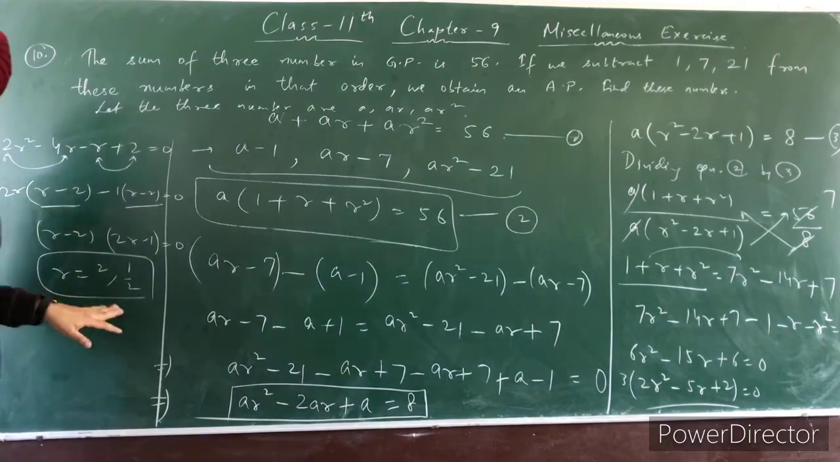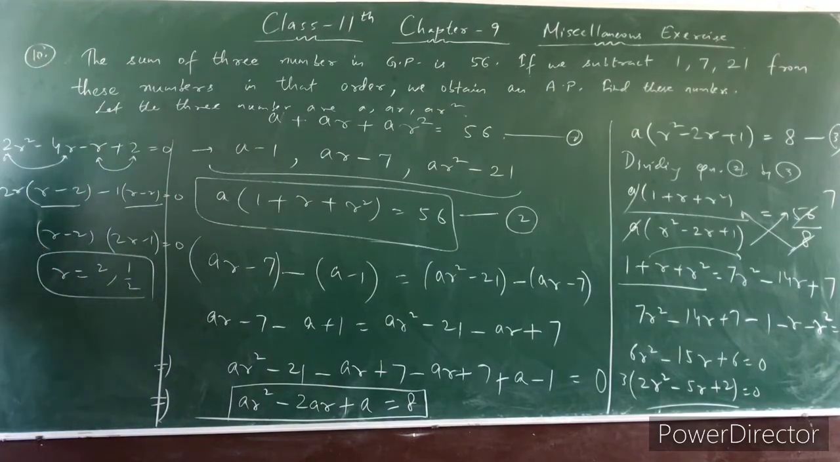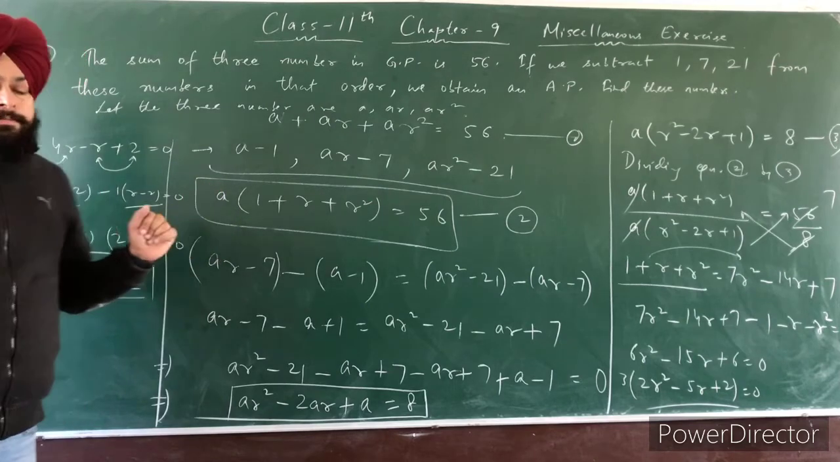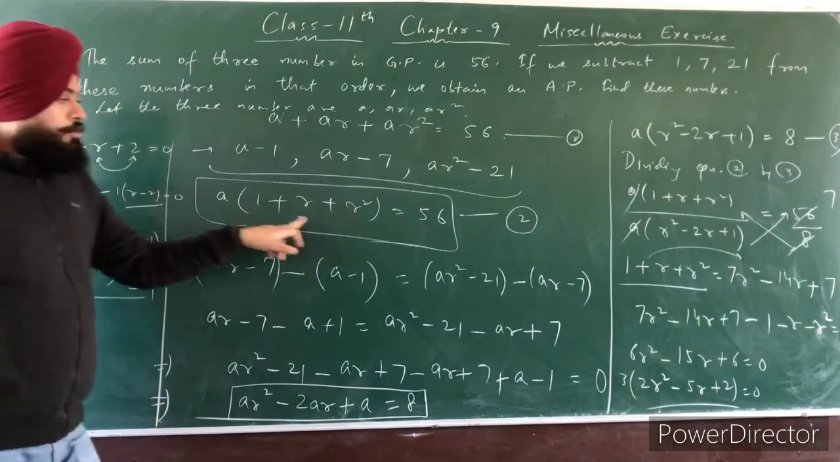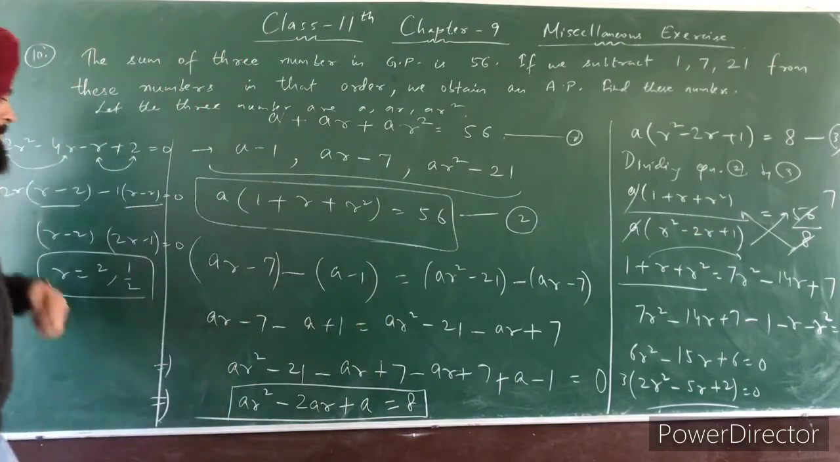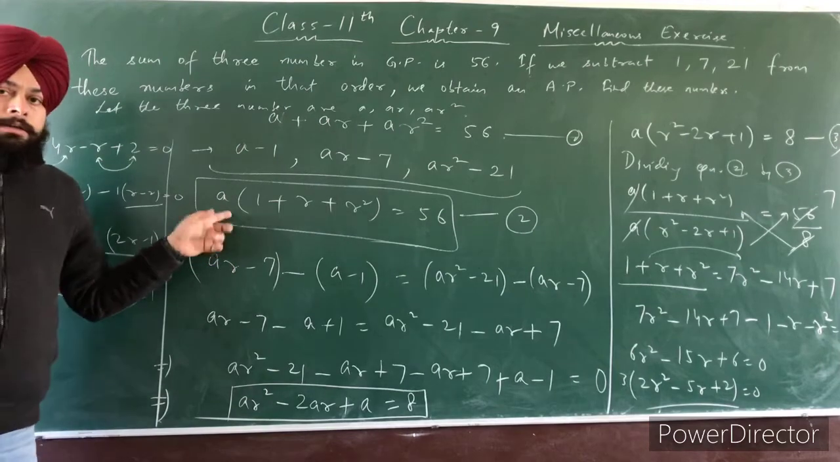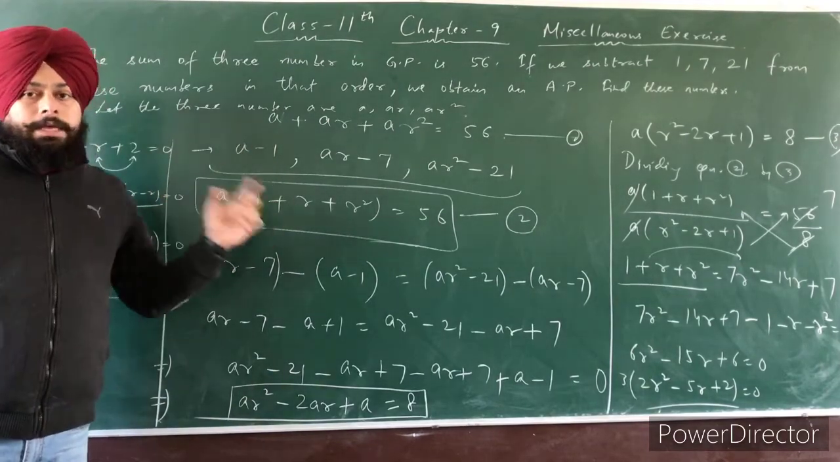So we have two values for r. r is what? The common ratio. Now we have to find the value of a. a is what? a is the first term. Now you can put the value of r in equation number 2. When you put r = 2, find the corresponding value of a. The second time put the value of r = 1/2, then again find the corresponding value of a.